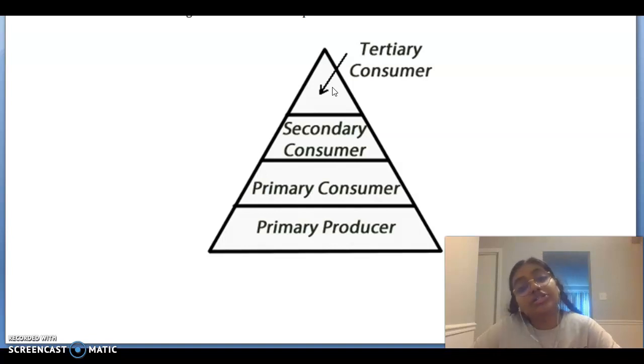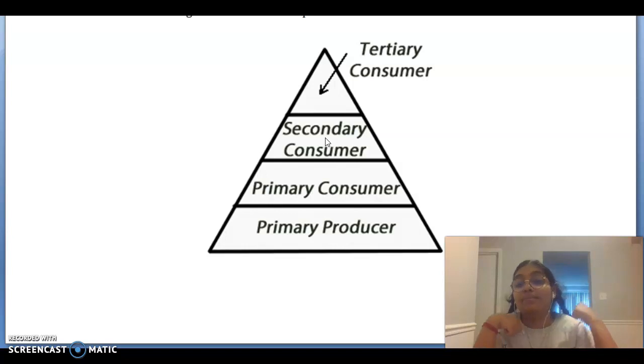Now, a tertiary consumer is the one that eats the secondary consumer. For example, a snake. A snake might eat a frog, right? Or a crow. A crow might eat a frog after it dies, or a vulture that might eat the frog. Now, vultures or crows are something called omnivores. That means that they can eat both vegetables or fruits or plants, but they can also eat meat.